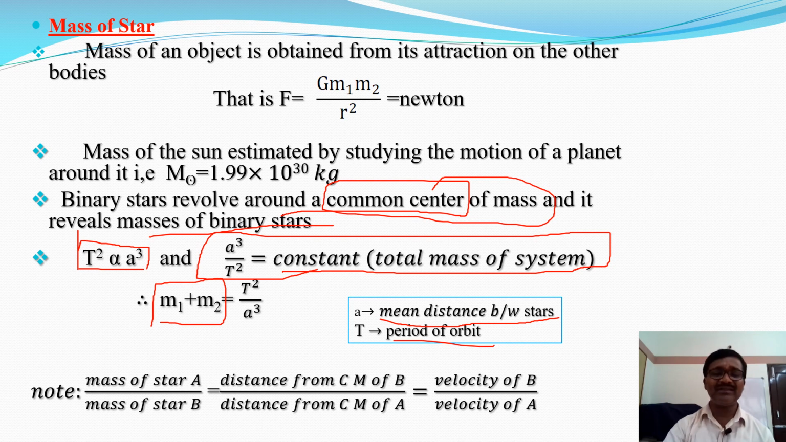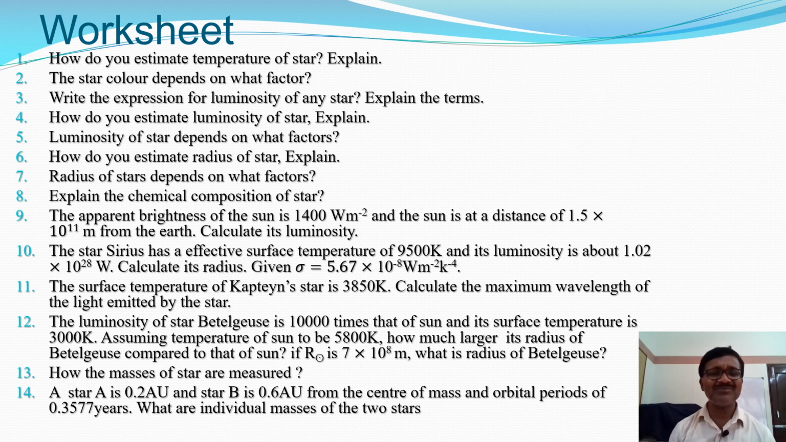This is one method. Another method is also there: the ratio of the mass of star A to the mass of star B is equal to the ratio of the distance of B from the center of mass to the distance of A from the center of mass, and also the velocities of star B and star A. This is also another method to find out the masses of stars. Yes, let me come to the end.